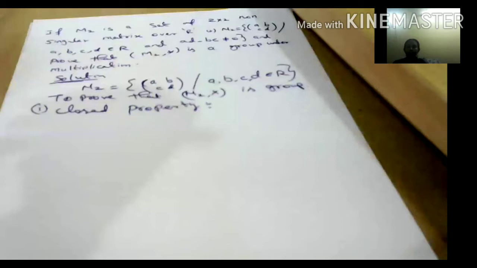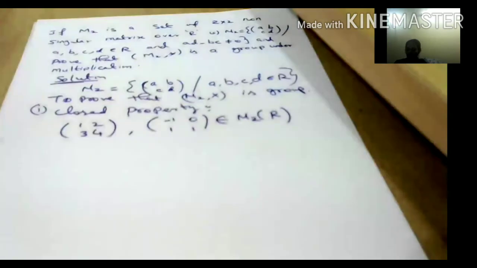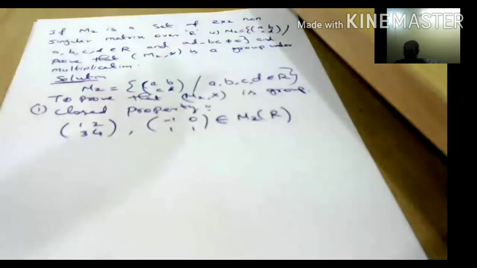So the closure property says, suppose we take 2 elements from the given set, and take the multiplication of the given 2 elements. Then find out whether the answer again belongs to the same set or not. So I'm taking here [1, 2; 3, 4] and [-1, 0; 1, 1], which belong to M2 of R. Just consider 2 matrices. Here all the elements are from capital R.